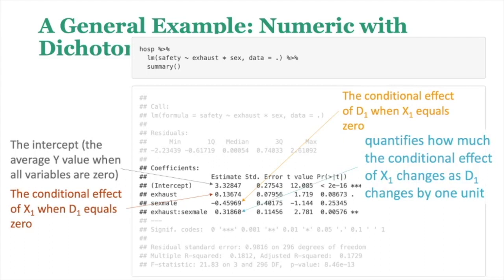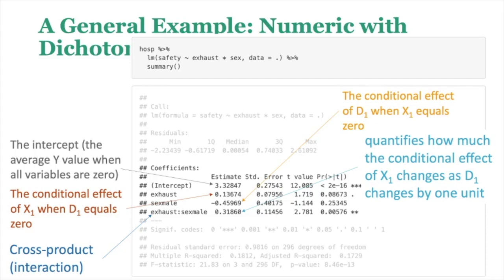And then we have this 0.318. This quantifies how much the conditional effect of X1 changes as D1 changes by 1 unit. When D1 changes by 1 unit, that goes from female to male. So let's talk about exactly what that means. Again, the cross product is where there's the colon between them. So what exactly does a 0.318 mean?